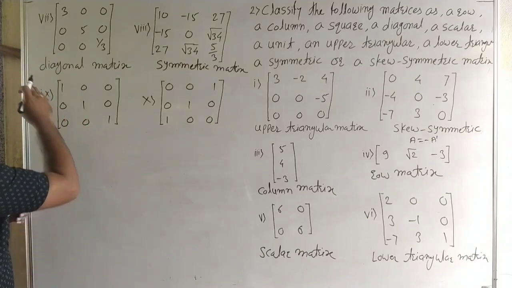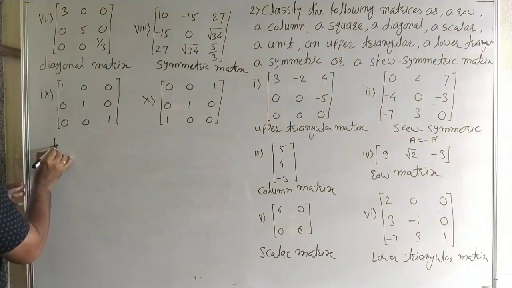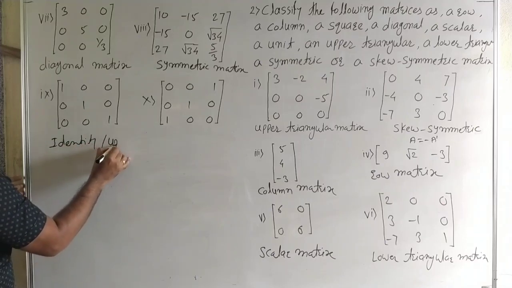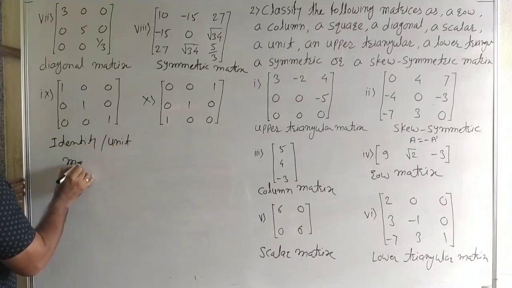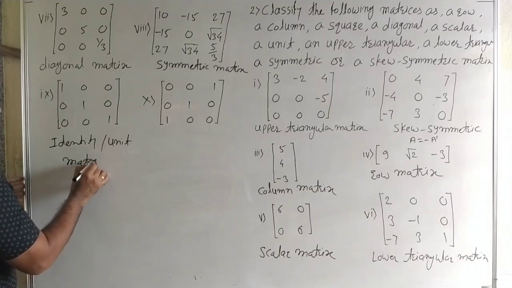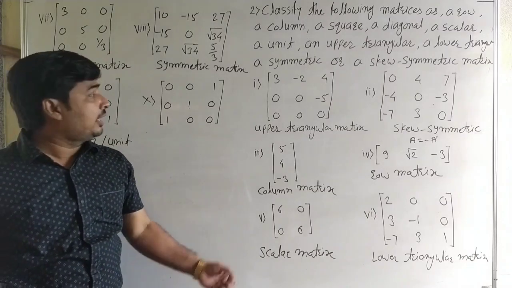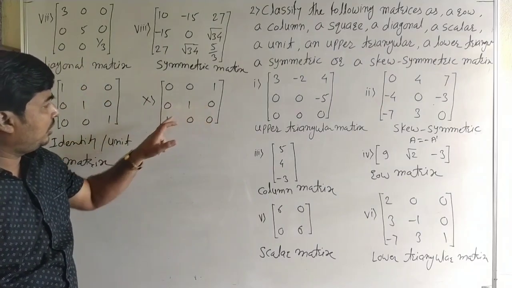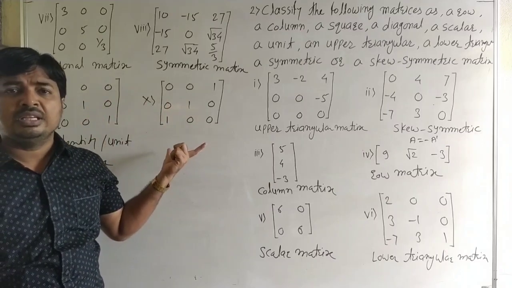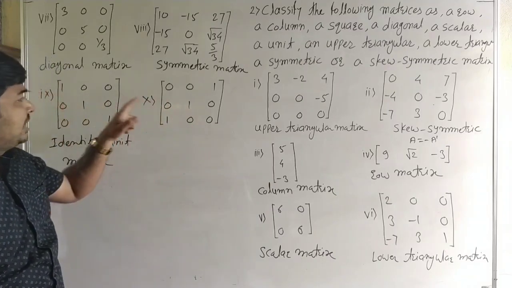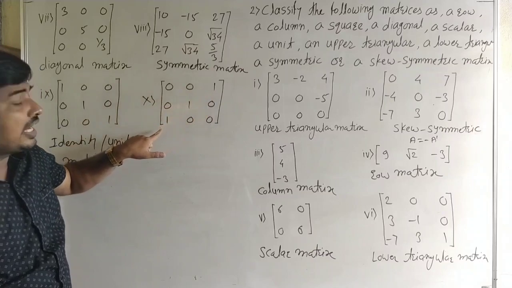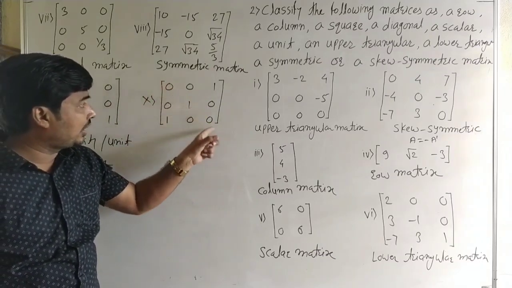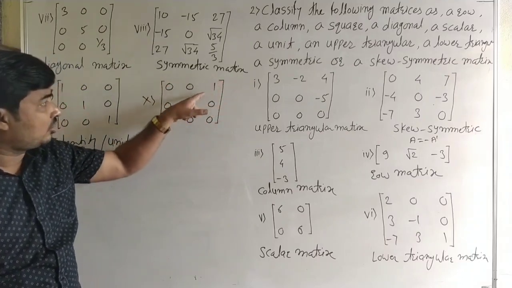Now the 9th example, clearly see it is an identity or unit matrix. Now in the last example, it is 0 0 1, 0 1 0 and 1 1 0. See carefully, it is not an identity matrix. We cannot consider this as a diagonal in the matrix. We consider in the matrix only one diagonal, the principal diagonal. This is not the diagonal.